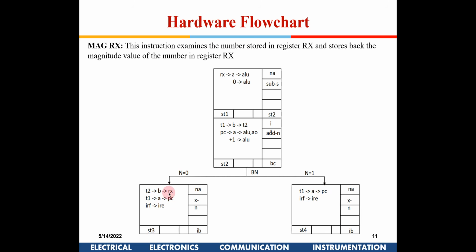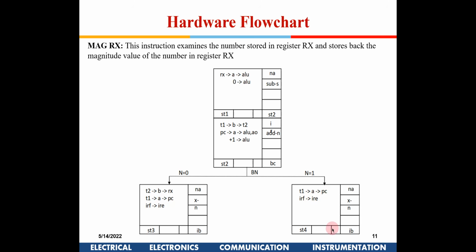Here Rx is being updated. Since Rx was positive earlier, the result will be positive out here. The result became negative here when I did 0 minus A, because Rx was initially positive. So in that case, I don't do anything. I don't disturb the content of Rx. So I don't do anything here, right? So now I am simply going to update the program counter and move forward.